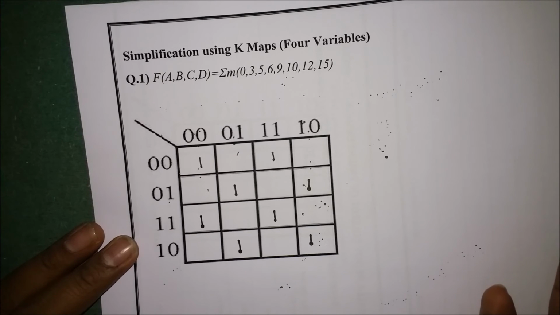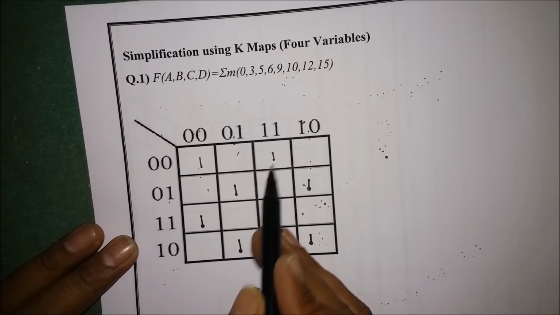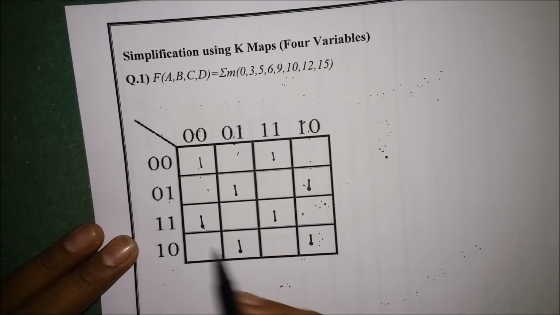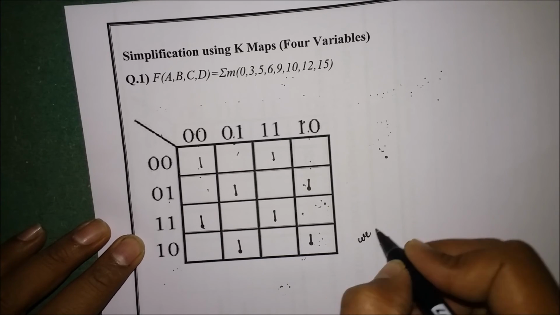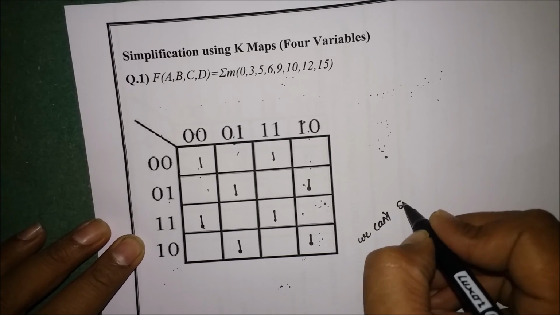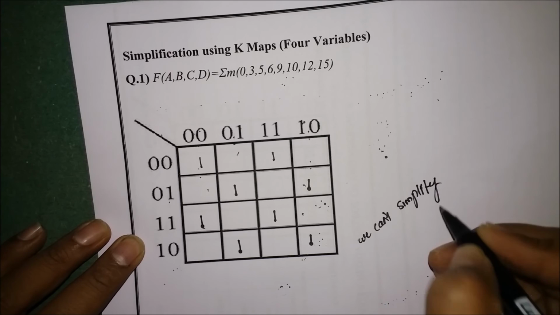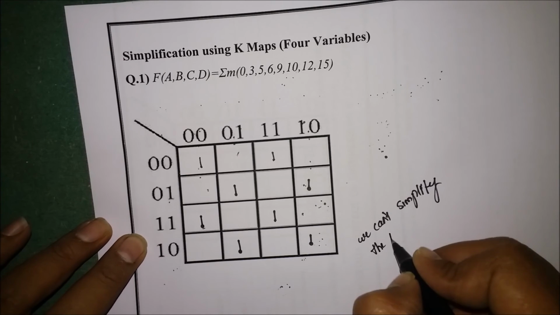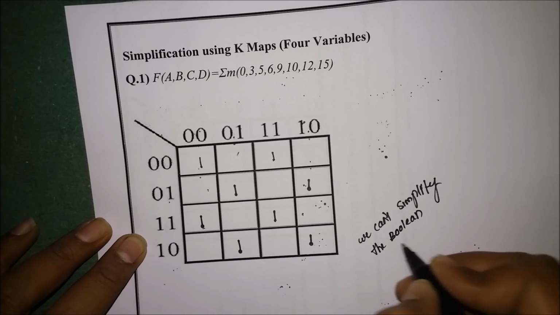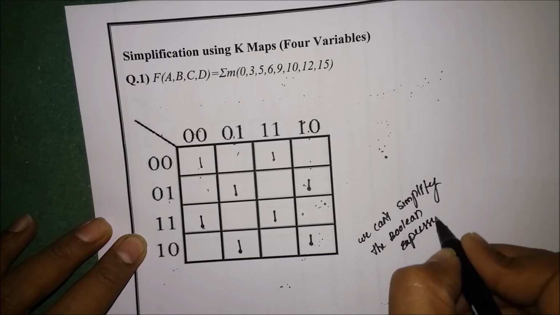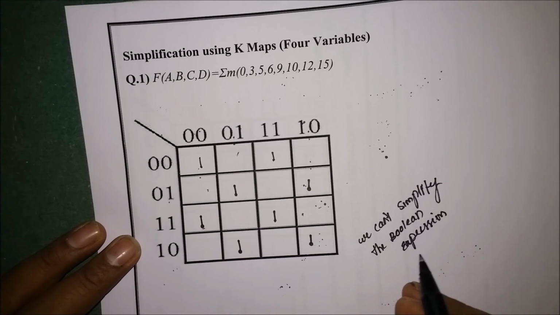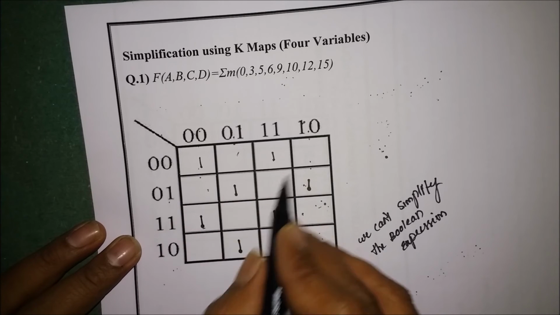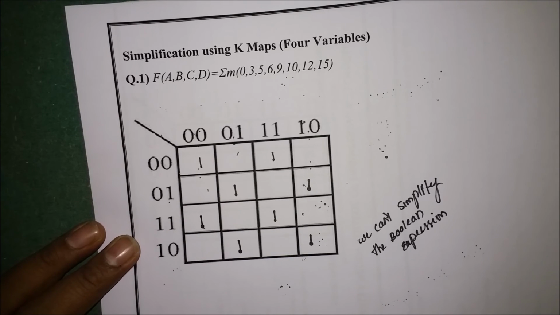Now if you observe these terms, it is very interesting. There is no possibility of grouping the one with the other one. So is there any possibility? No. When there is no possibility, we cannot simplify the Boolean expression. This very rarely happens. So there is no chance of grouping the terms. It is a very interesting problem.